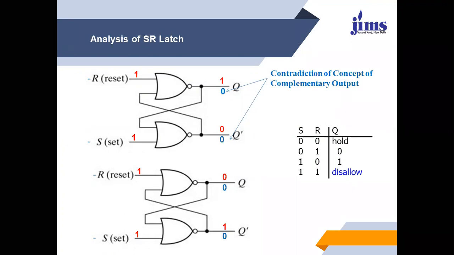So in short, we can say whenever S equals R equals 0, the present output will be the previous output. Whenever S equals 0, R equals 1, output will be 0. Whenever S equals 1, R equals 0, output will be 1. And whenever both inputs are 1, 1, this condition must not be allowed. So this is the analysis of the SR latch.